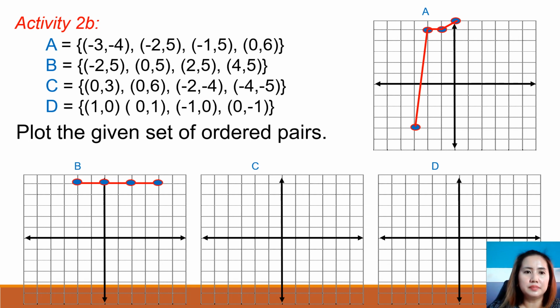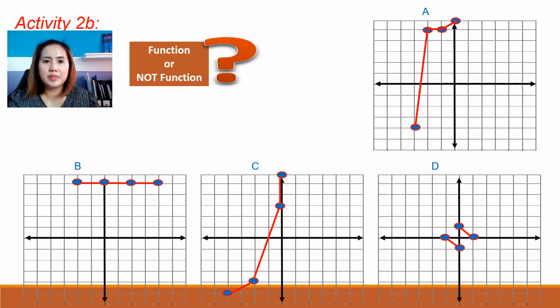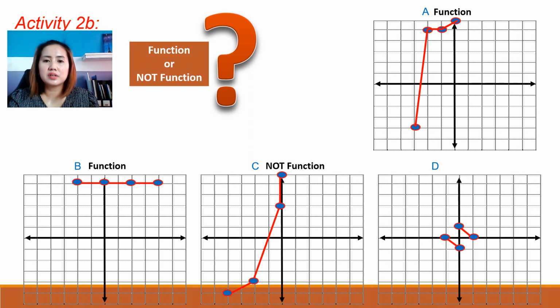For set C, we have (0, 3), (0, 6), (-2, -4), and (-4, -5). Then after that, you connect the points. For set D, we have (1, 0), (0, 1), (-1, 0), and (0, -1). And then after that, just connect all the points. During our first diagram, we already identified which of the sets is a function and not a function. So A is a function, B is a function, C is not a function, and D is also not a function.